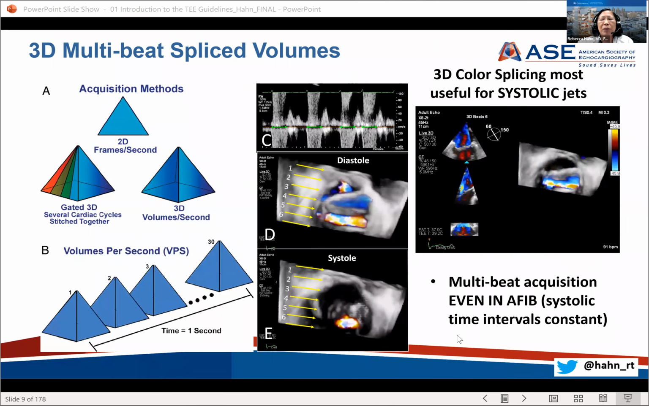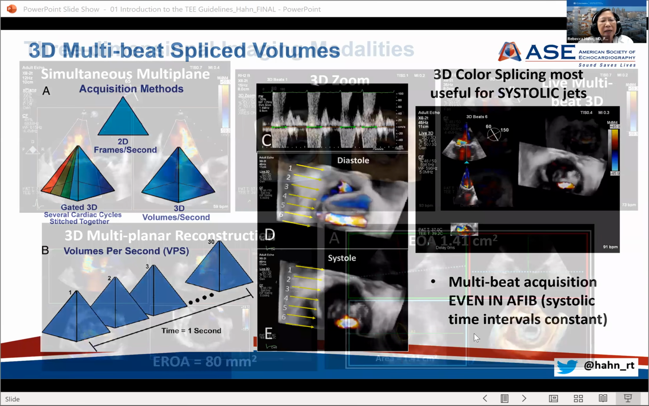And therefore, we should be able to acquire multi-beat acquisitions, either 2D or regular non-color images, either color or non-color three-dimensional images in order to assess systolic jets. So just a reminder of that.